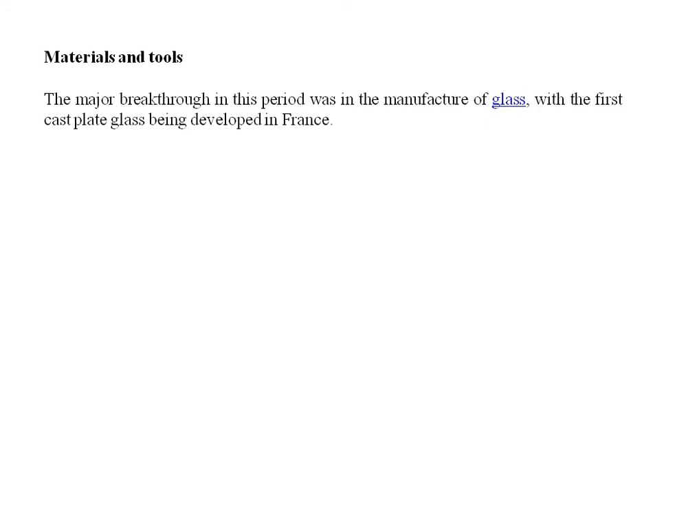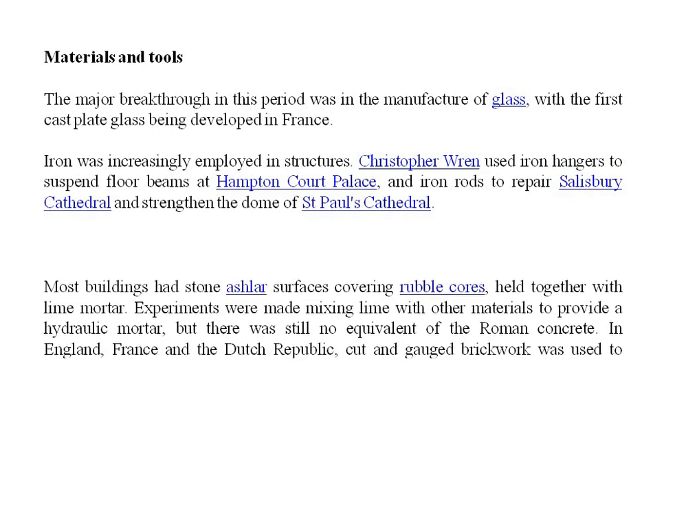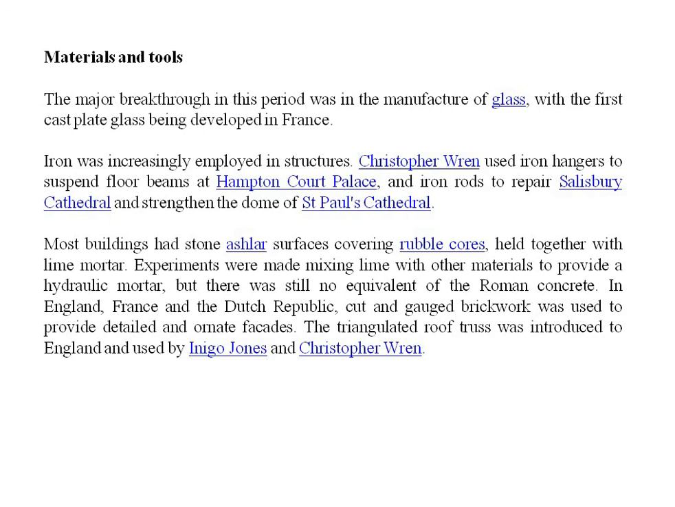Materials and tools. The major breakthrough in this period was the manufacture of glass, with the first cast plate glass being developed in France. Iron was increasingly employed in structures. Christopher Wren used iron hangers to suspend floor beams at Hampton Court Palace and iron rods to repair Salisbury Cathedral and strengthen the dome of St. Paul's Cathedral. Most buildings had stone ashlar surfaces covering rubble cores held together with lime mortar.